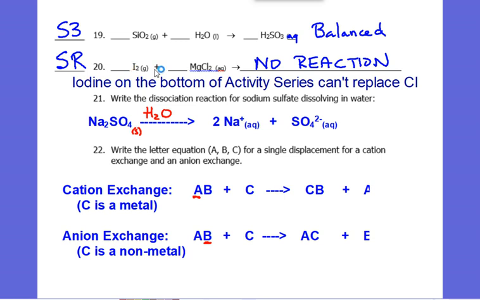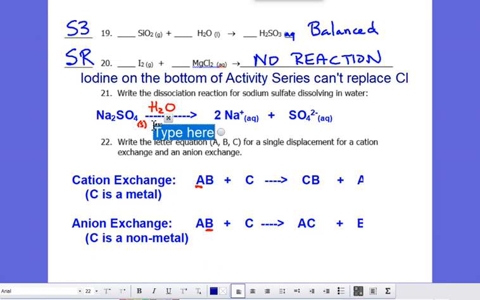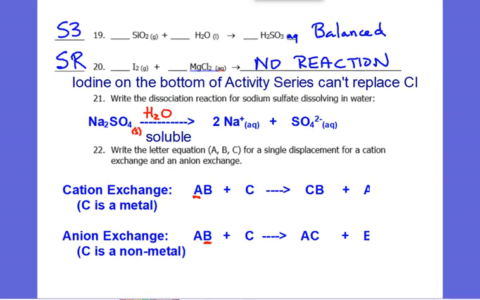All right, let's run on here. We have 21. We have to write a dissociation equation. That just means that when the solid goes into water, it would dissolve. That is assuming that the solid is soluble in water. So if we have a soluble compound that was a solid before, so this side over here is before water, this side is after water. Before it was in water, it was a solid. Now that it's in water and it's soluble, it's aqueous. It's broken apart into its ions.